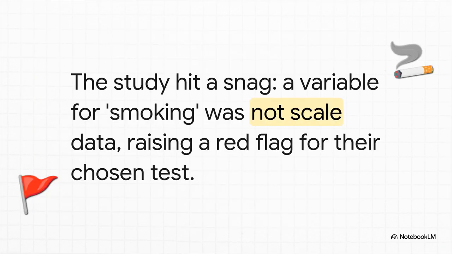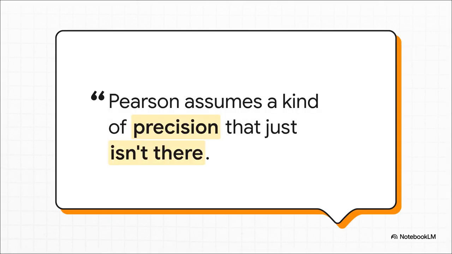And bam, right out of the gate, the researchers hit a wall. One of their key variables, something about smoking, just wasn't scale data. Maybe it was in categories like non-smoker, light smoker, heavy smoker. Whatever it was, it immediately raised a huge red flag for the test they were planning to use. This quote from the analysis just says it all. The Pearson test, which is one of the most common tools out there, demands that ruler-like precision we just talked about. So when you try to feed it data that doesn't have that kind of precision, well, the test can give you a really wonky or even a completely misleading result.